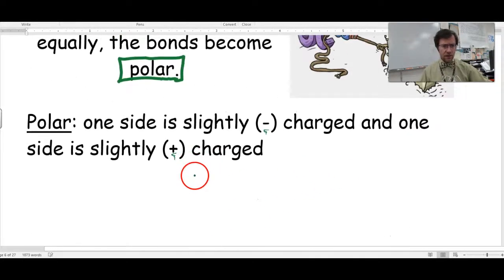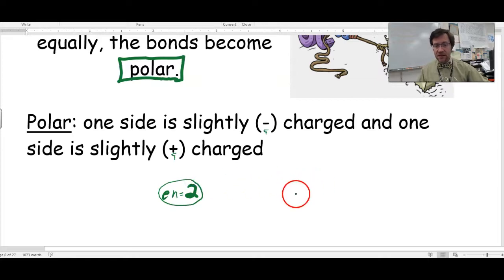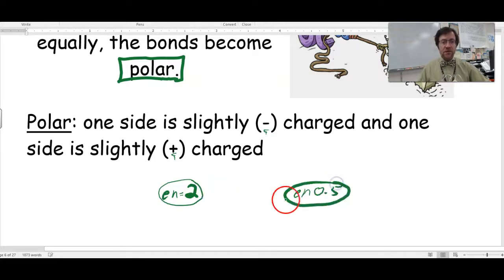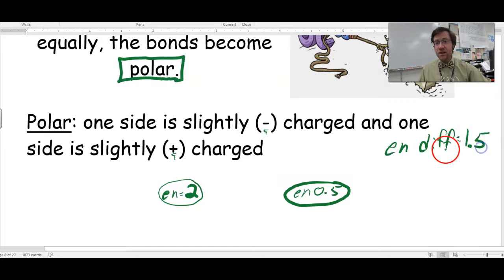And so here, let me do a thing. Let's do an electronegativity of 2. All right, that's this atom. There's the nucleus. And this atom over here has an electronegativity of 0.5. So the difference between these two is going to be 1.5, right? So we are definitely going to be covalent. However, do you see how this one has an electronegativity of 2 and this one is only 0.5?